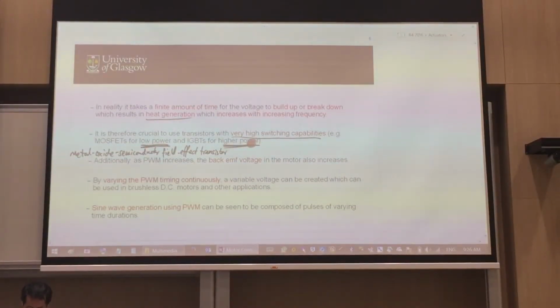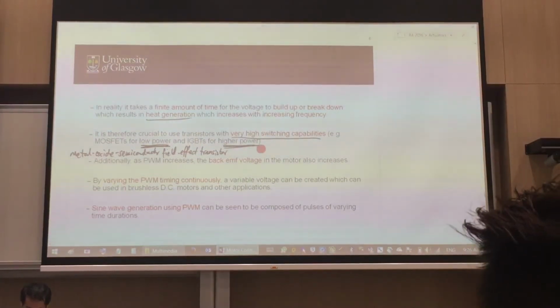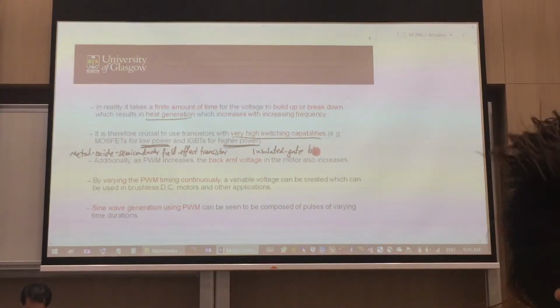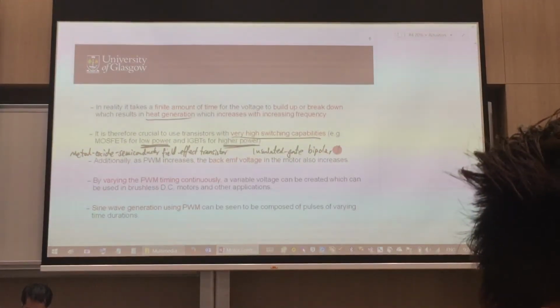If you have high power needs, then you'll be using not MOSFET because you'll hurt your MOSFET. You use IGBT. It stands for insulated gate bipolar transistor.